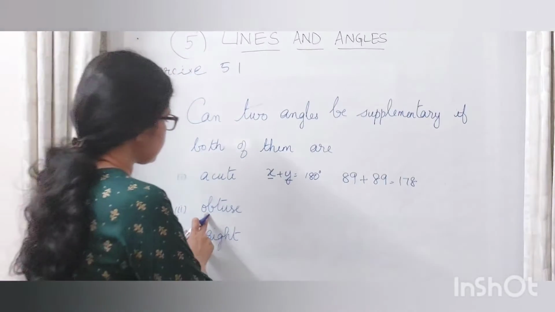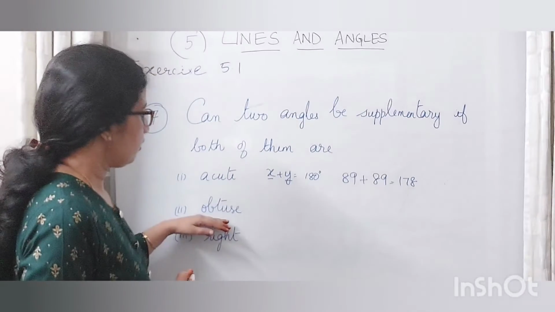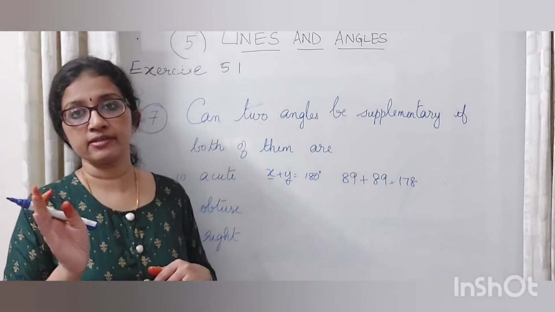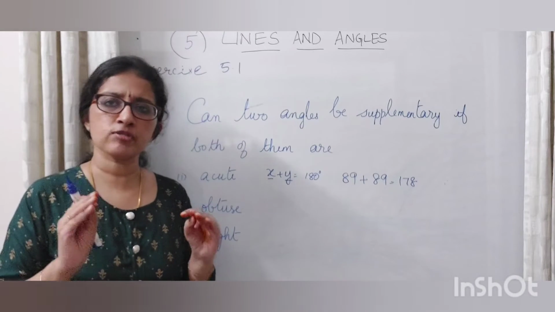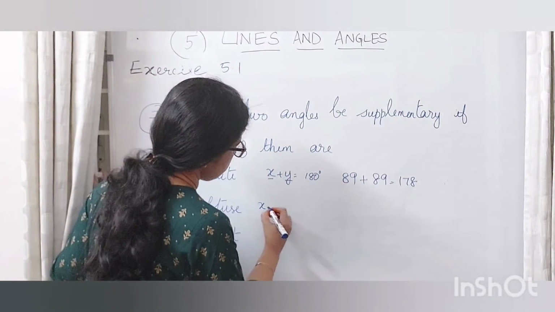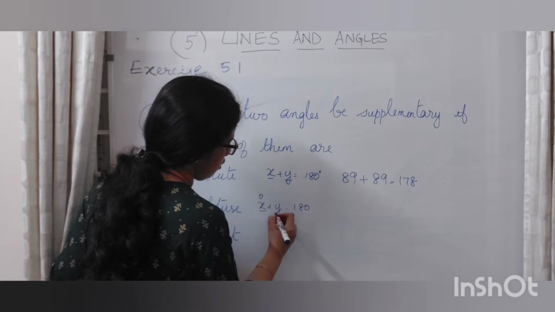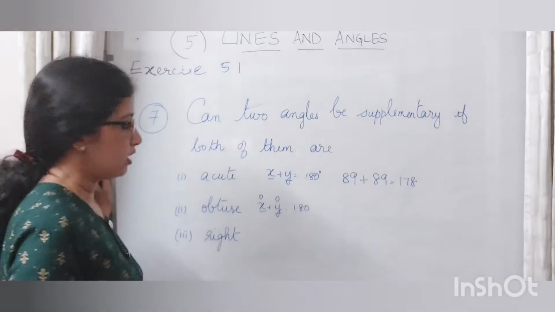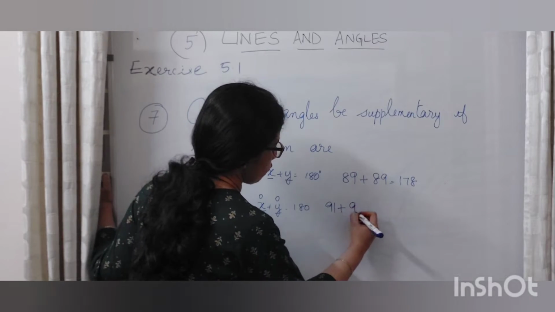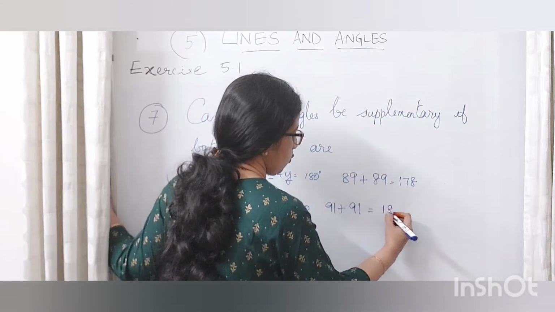Okay, so now let's take the second one, obtuse angle. What do you mean by obtuse angle? The angle should be more than 90 degrees, right? So what is the minimum obtuse angle which you can think of? It is 91 degrees, right? See, if we take x plus y is equal to 180 degrees, x should be obtuse, y should also be obtuse. So what is the minimum obtuse angle? 91 plus 91. Okay. So if you take 91 plus 91, what is the answer?